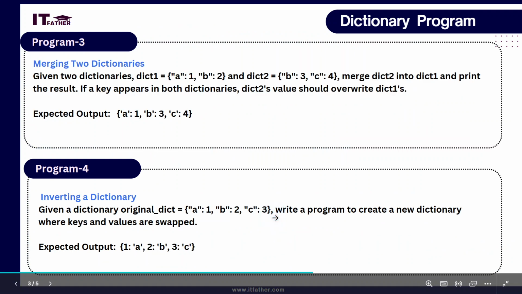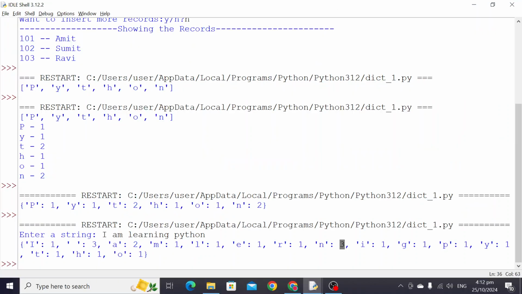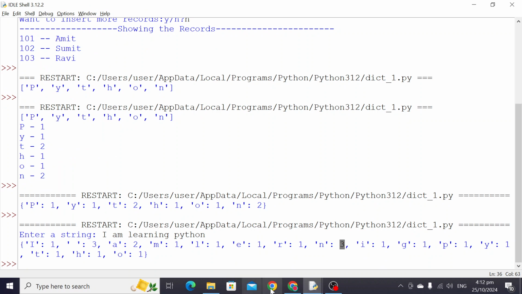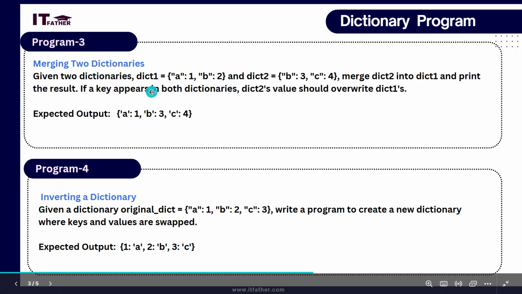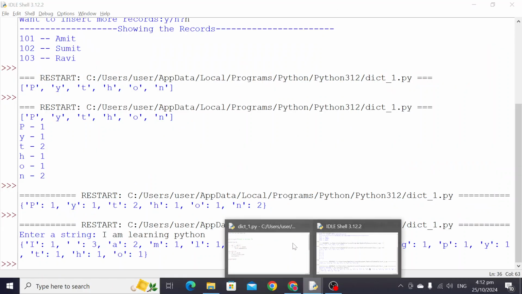Now program number 3 is merging two dictionaries. So this is a very simple program. We have functions for merging also, and if you don't want to merge, we can use update also. Okay, with the help of the update function also we can merge. For example, let us make a program. The question is given two dictionaries, means two dictionaries are already given. Merge dictionary 2 to dictionary 1. Okay, so very simple, let's do it.